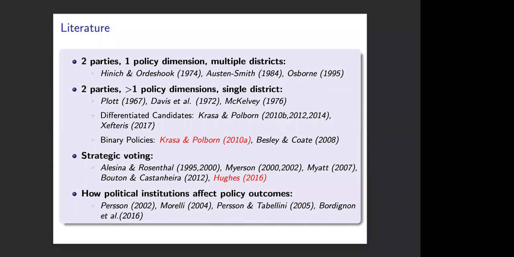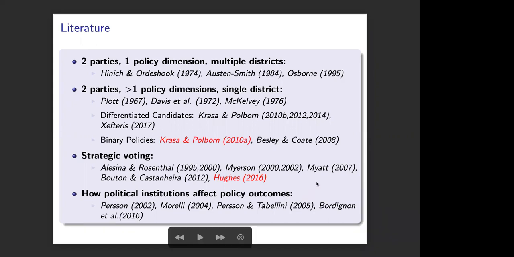The top one is 2 parties, 1 dimension of policy and multiple districts. And the second one is similar, it's 2 parties, but multiple dimensions of policy and a single district. What I'm doing is basically mashing those 2 together, right? Say, let's look at 2 parties, 2 dimensions and multiple districts, right? And that hasn't been done before, right?